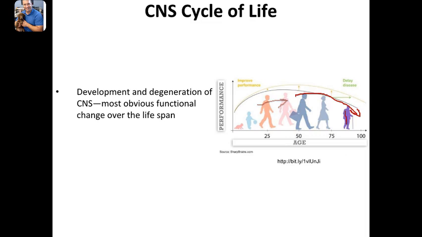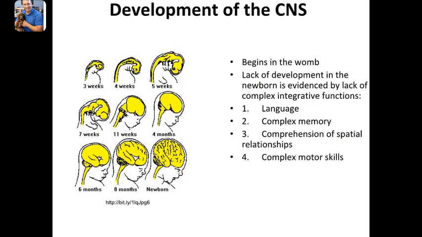Here's a slide talking about the different levels of development. At 3 weeks, the fetus looks like that. Gets a little bit bigger, 4 months, starting to look like a brain. Wrinkles, more wrinkles, lots of wrinkles.